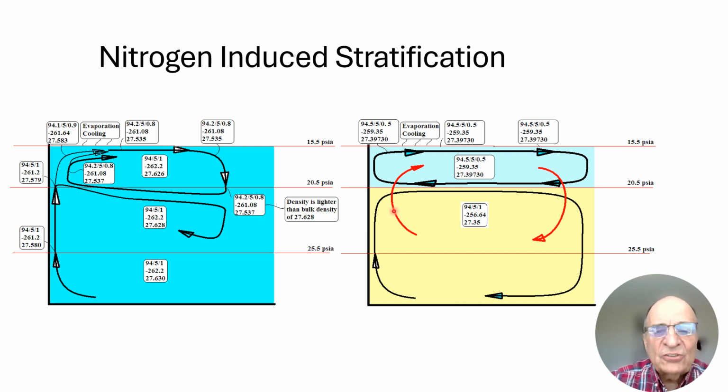Now this bottom layer has no way to cool off, so it keeps getting warmer and warmer and warmer. And as it gets warmer, what happens? It expands. And then eventually the density of this bottom layer becomes lighter than the density of the top layer, and you have a rollover occur. Look here at the density. This is 27.35. This is 27.397. So this is heavier, this is lighter, and you get this flipping that occurs. Either it's a flipping or it's a rapid mixing, but either way, you have a nitrogen-induced stratification with subsequent rollover.